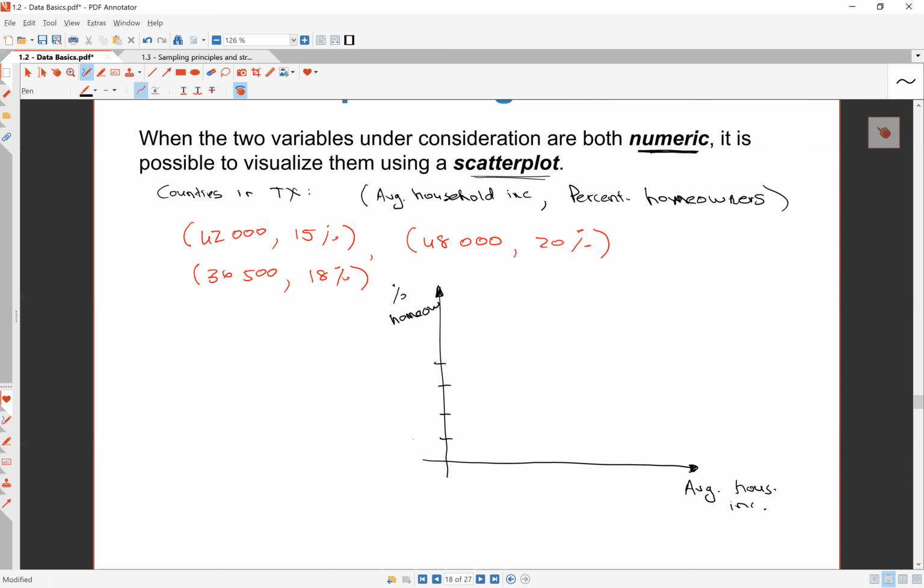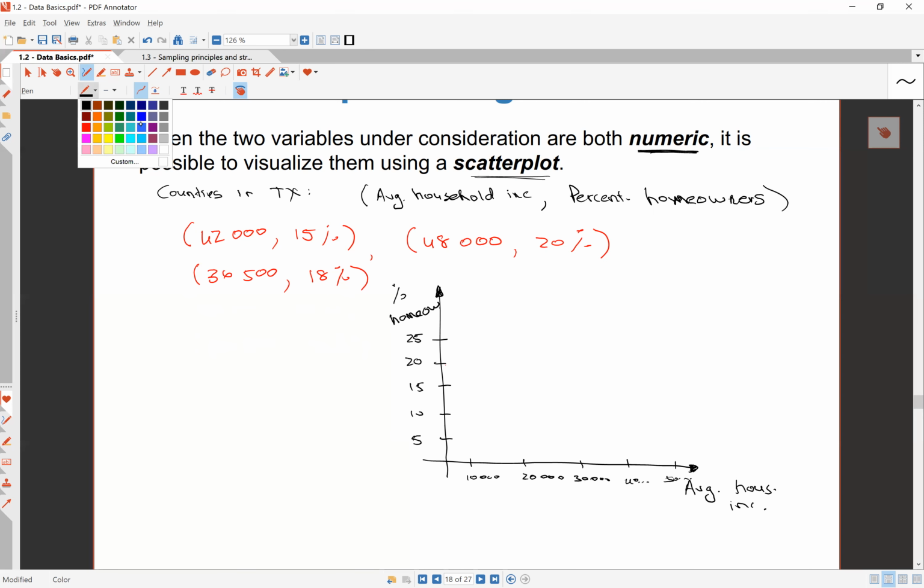And I make sure I properly demarcate my axes. In this case, it maybe makes sense to do 5% increments on the y-axis for the percents. On the x-axis, I may do values in tens of thousands. So 10,000, 20,000, 30,000, 40,000, 50,000.